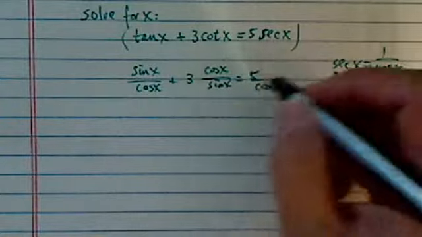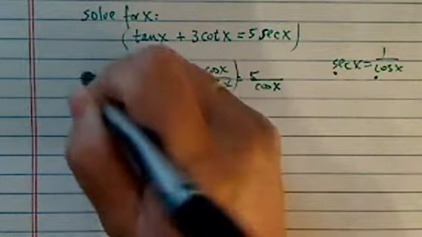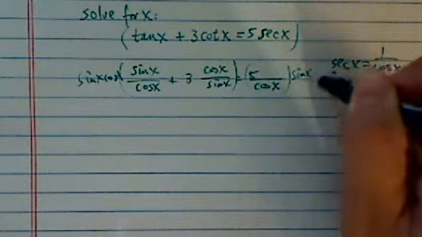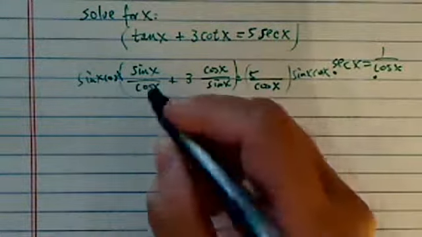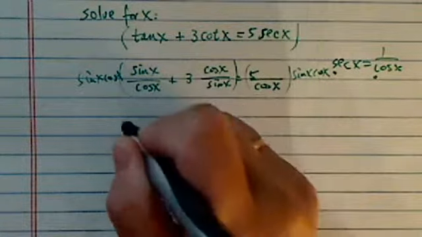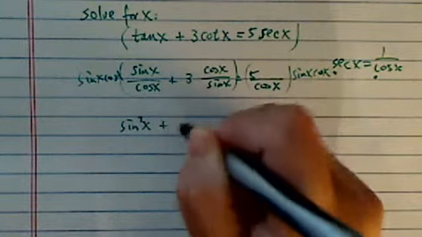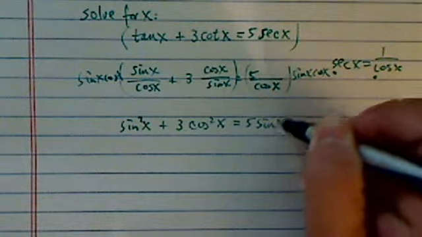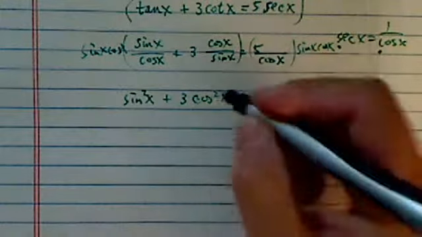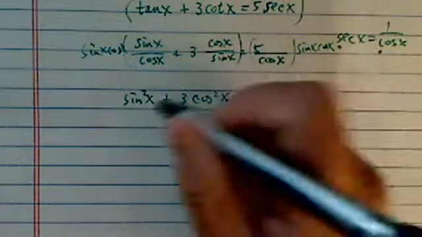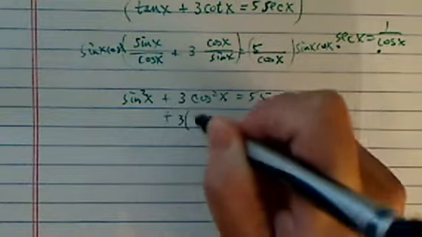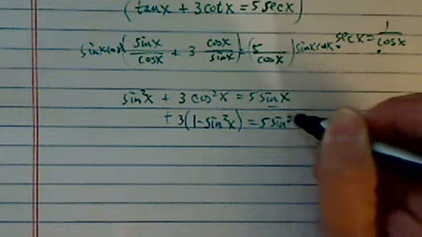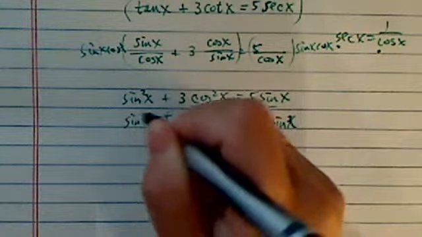Okay, from there, let's multiply sine x cosine x on both sides. I'm getting rid of the fractions here. So cosine cancels, and I have sine squared x plus 3 cosine squared x equal to 5 sine x. Starting to look like a quadratic here. Since I have sine and sine, I'm going to replace cosine squared x as 1 minus sine squared x, because sine squared x plus cosine squared x is equal to 1.